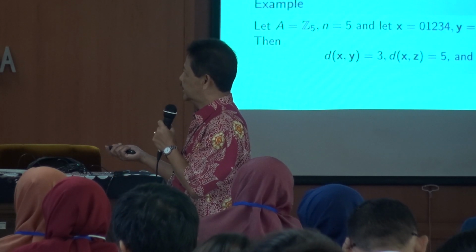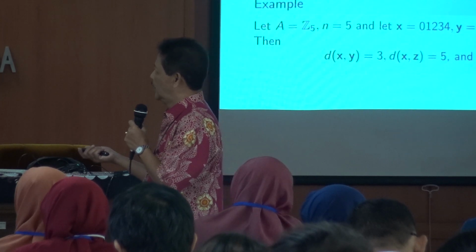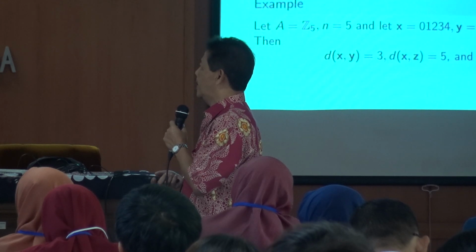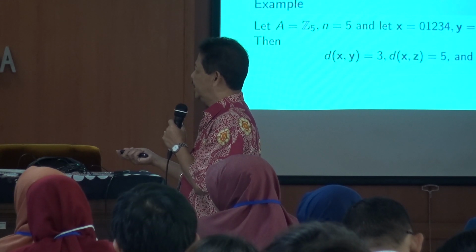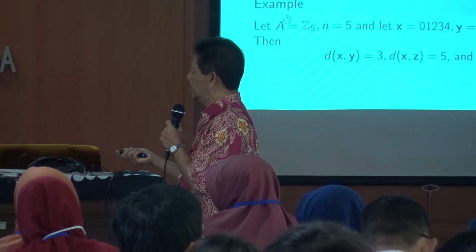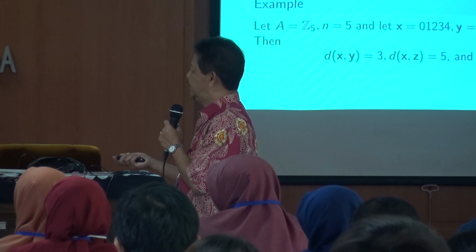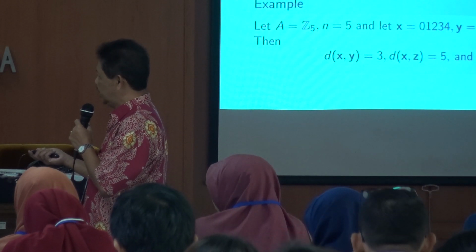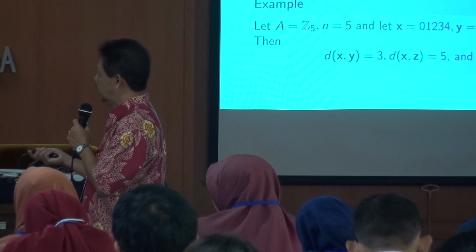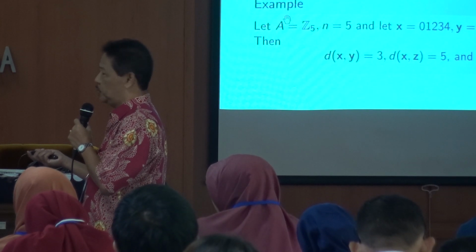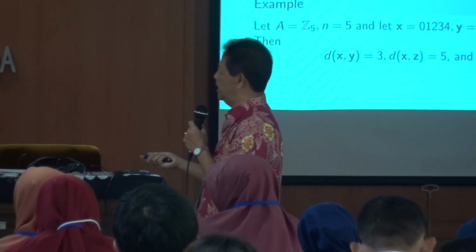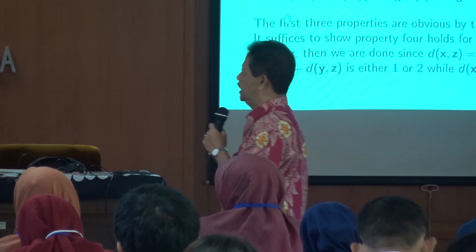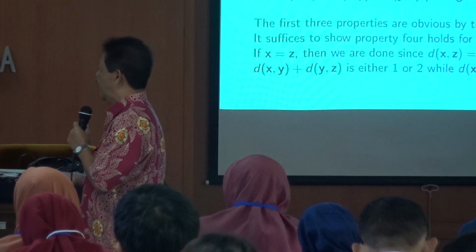Let A be Z5. Then for x is 0, 1, 2, 3, 4, and y is 1, 4, 3, 3, 4, the distance between x and y: the first position, second position, third position differ. The fourth and fifth positions are the same, so the distance of x,y is 3. So the Hamming distance is a metric.